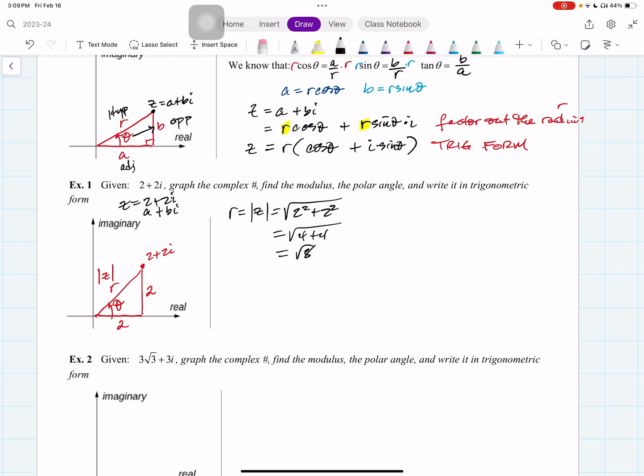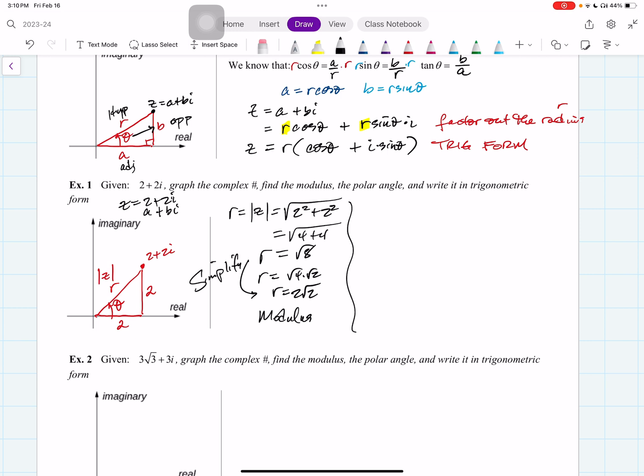And before we use that in our trig form, let's simplify it here. So the square root of 8 is the square root of 4 times the square root of 2, so the radius is actually 2 rad 2. Okay, so from here to here, I just simplify the root. And that right there is your modulus.